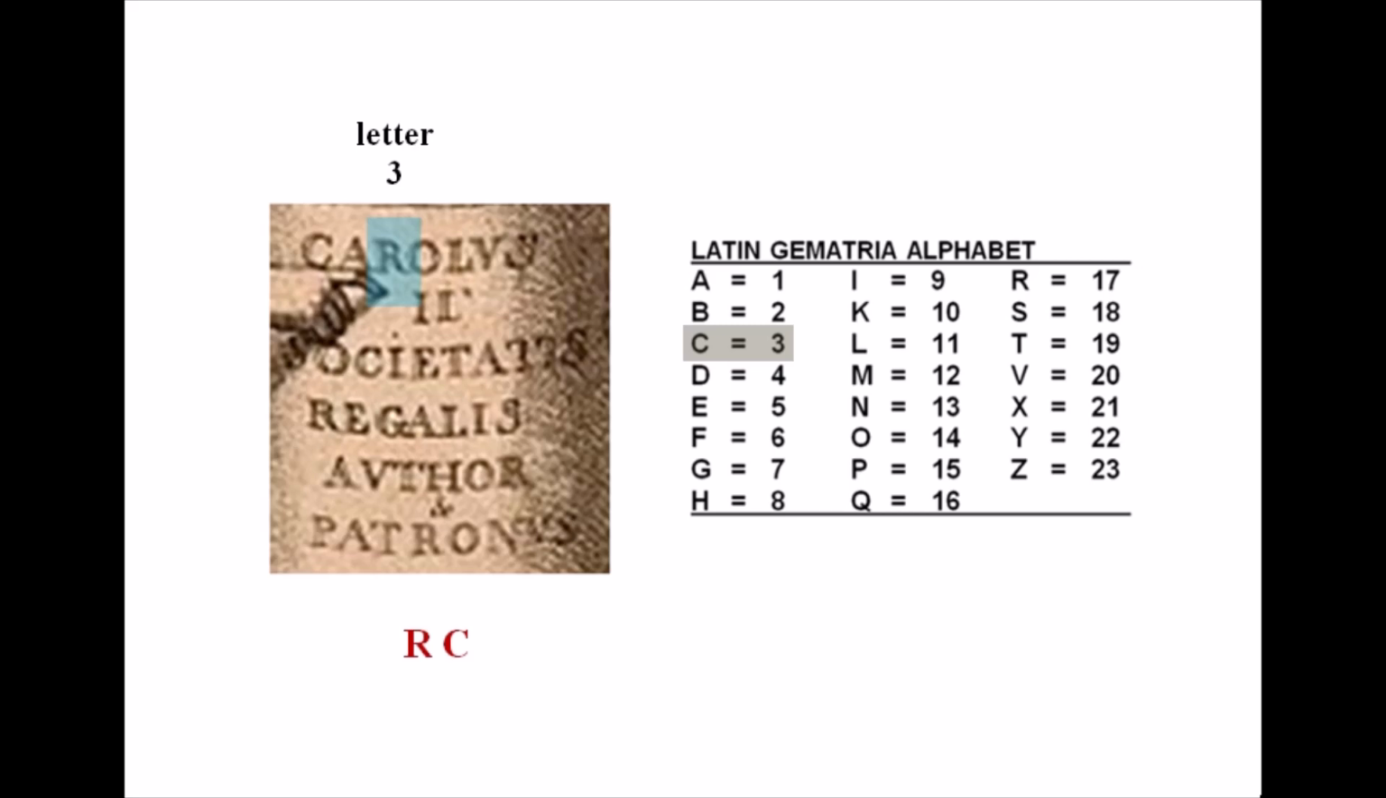Also, R is the third letter. The gematria value of 3 is equivalent to the letter C. R, letter 3, or C is RC, initials for Rosy Cross.